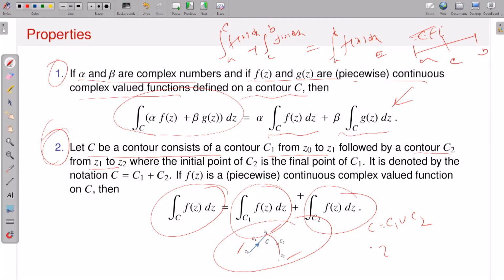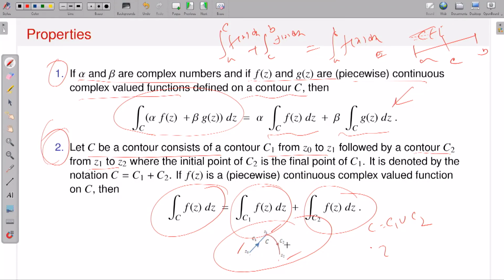Now if I give some contour, and you see that I can break that contour into finitely many pieces, and for each piece I can easily get the parameterization, then using these properties you can break your contour integral into finitely many contour integrals, and for each contour you know the parameterization, so you can calculate the corresponding contour integration or line integration. That is why it is very useful.